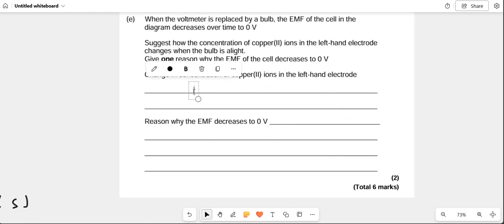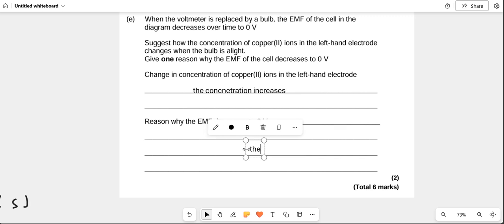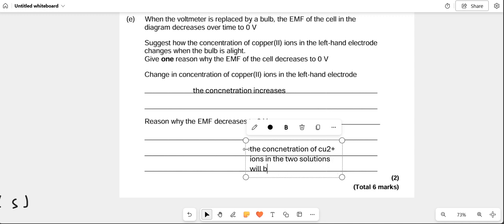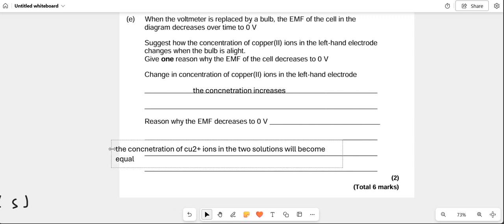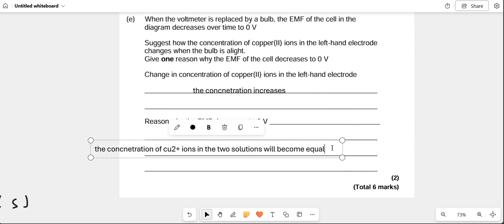The concentration on the left-hand side is increasing, and the reason the EMF will go to 0 is that the concentration of the Cu2+ ions in both solutions will become equal. So that's the reason right there. I'm running out of time, so I'm just going to leave that.